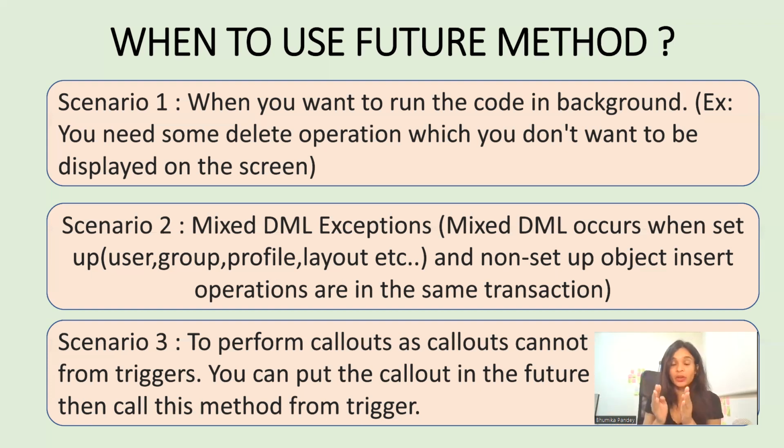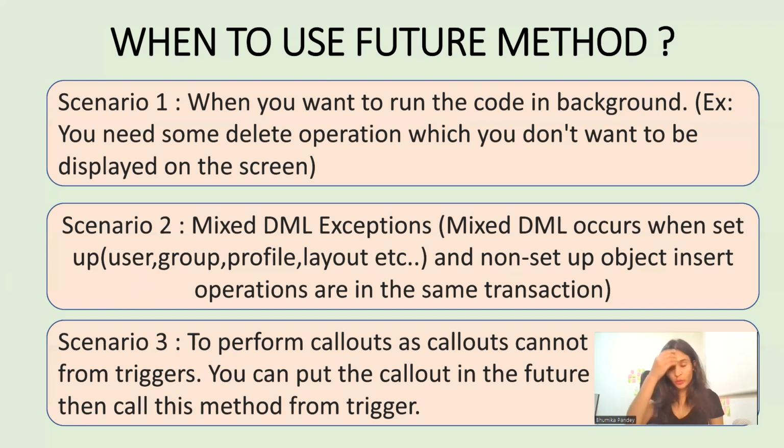So if in your class you have written methods where you are making DML operations, mainly if you are inserting a setup object record and a non-setup object record, for example, if you are inserting a user record and then you are also inserting an account record or contact record in the same transaction, then you will encounter a mixed DML error. Now, how can the future method help in this?